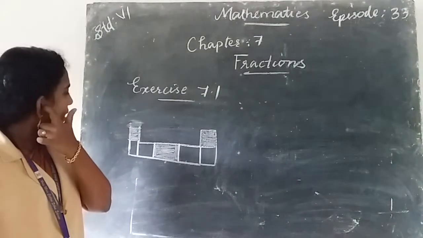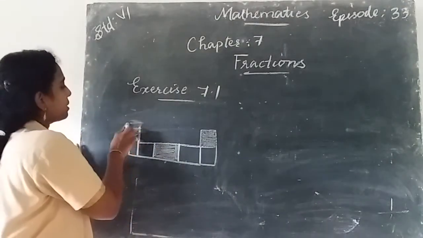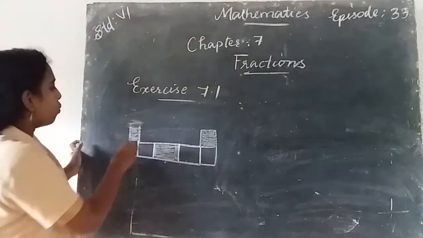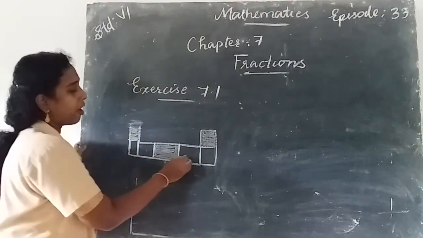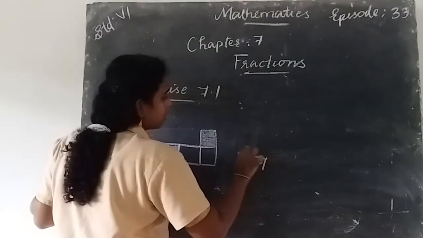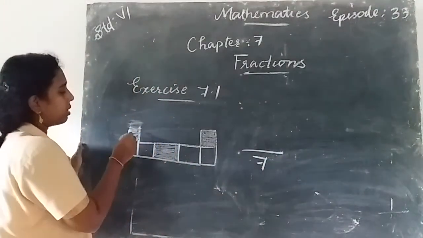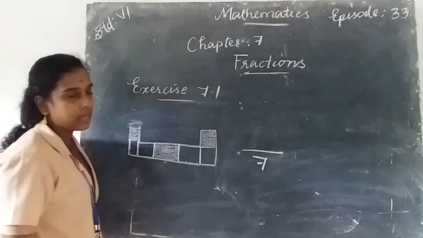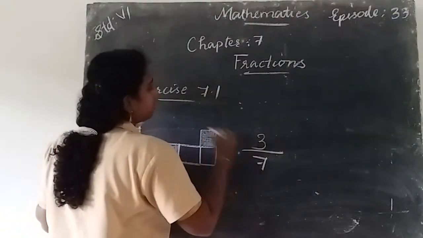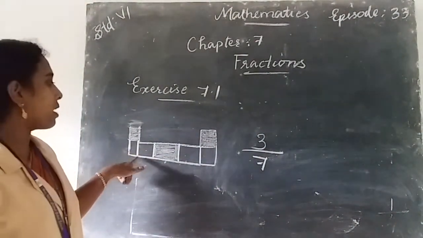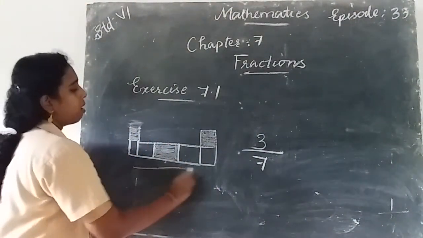So how can we write this figure by representing its fraction? Here the whole is divided into 1, 2, 3, 4, 5, 6, 7 equal parts. So write 7 as the denominator, and the shaded regions are 1, 2, 3. So write the number of shaded regions as the numerator. So write 3 by 7. 3 by 7 is the fraction of this whole.